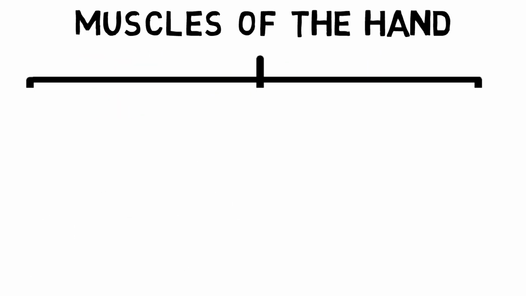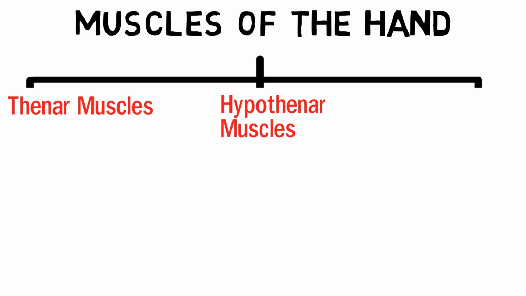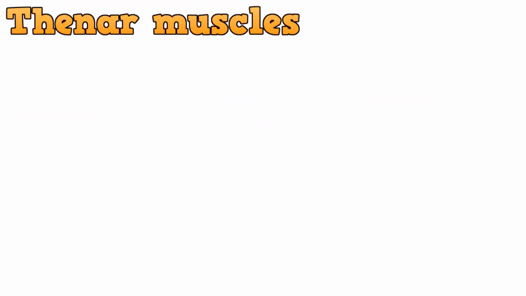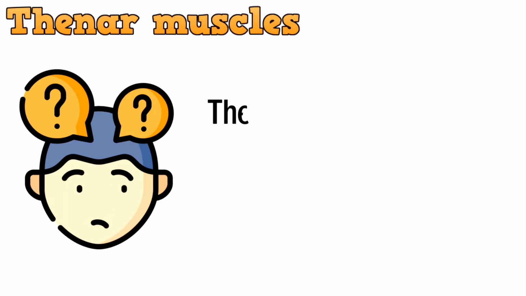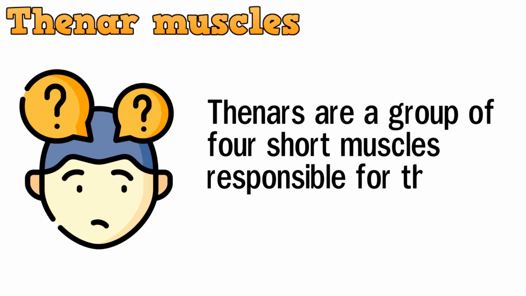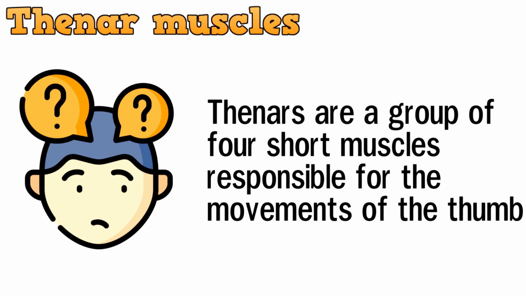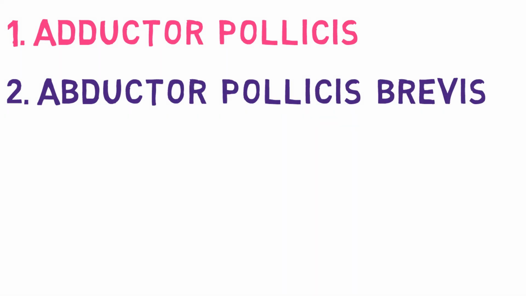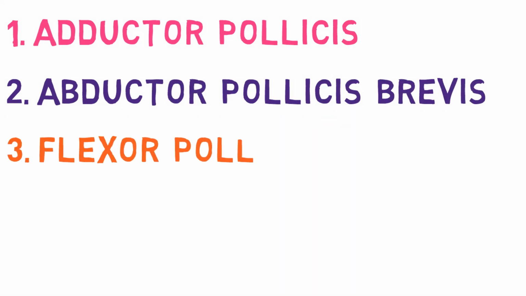Muscles of the hand can be divided into three groups: thenar muscles, hypothenar muscles, and the middle muscles of the hand. So what are thenar muscles? Thenars are a group of 4 short muscles responsible for the movements of the thumb. The muscles include adductor pollicis, abductor pollicis brevis, flexor pollicis brevis, and the opponens pollicis.